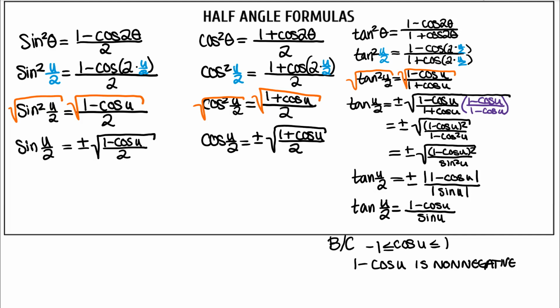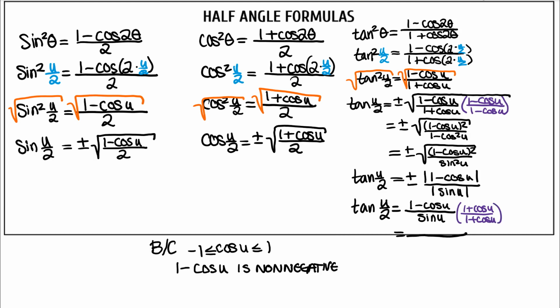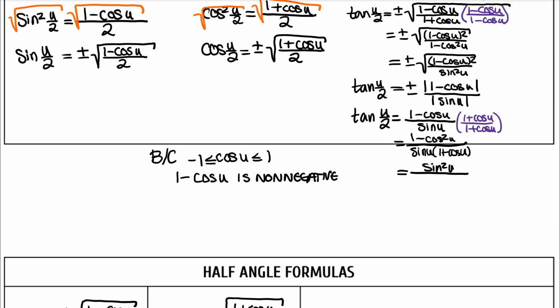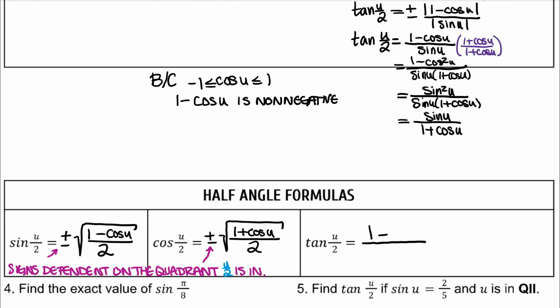We have an equivalent expression for tangent of u divided by 2 if we multiply both sides by 1 plus cosine u, the conjugate of the numerator. This allows us to use a Pythagorean identity to substitute sine squared u into the numerator, and then reduce sine of u over sine u, giving us two equivalent expressions for tangent of u over 2.